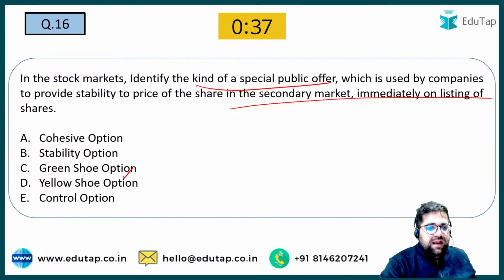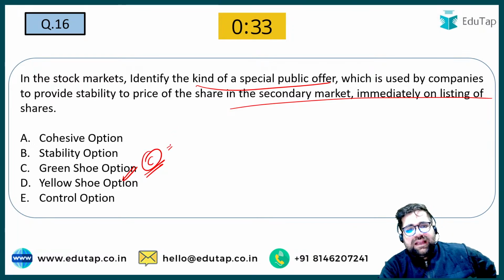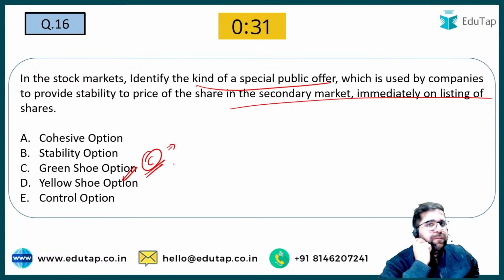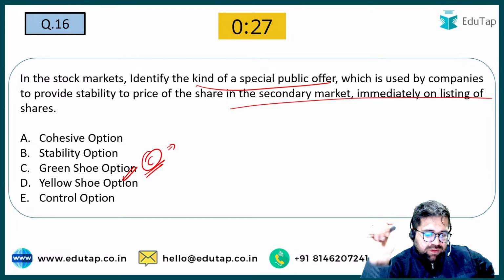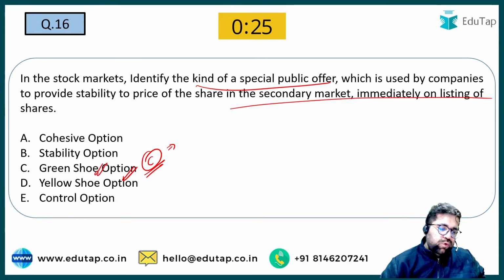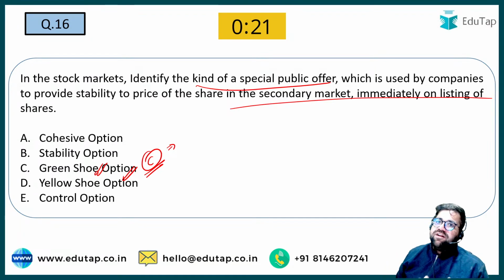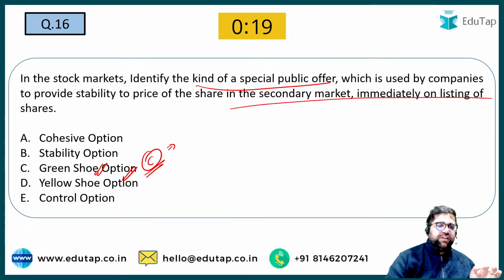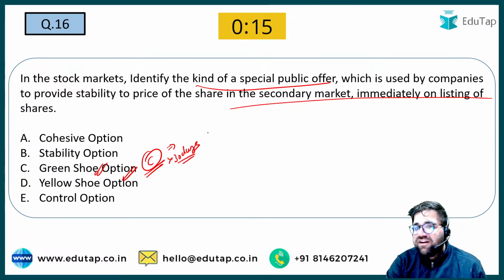Definitely here the answer will be green shoe option. In a green shoe option, companies can allot more shares up to the extent of 15% for the next 30 days. This is basically done to make sure that prices do not collapse immediately after the listing. And the green shoe option is valid only up to 30 days. You cannot exercise it after 30 days.